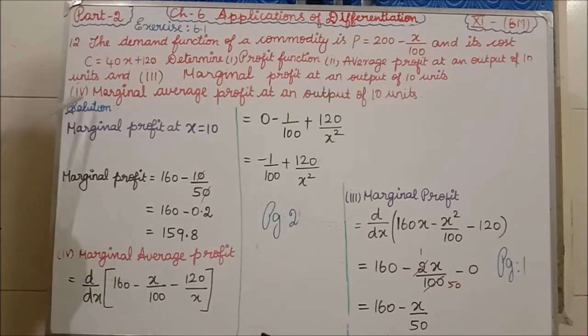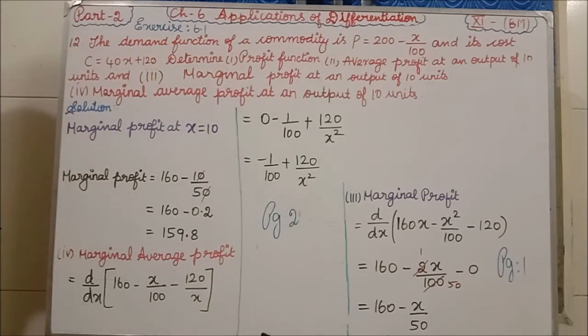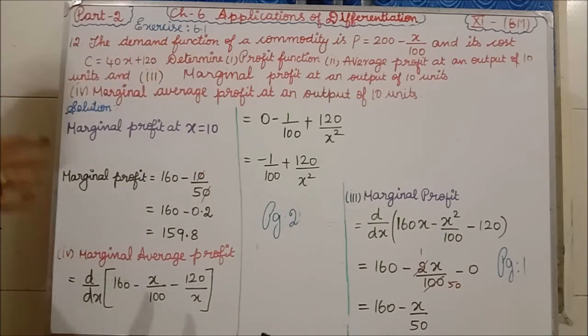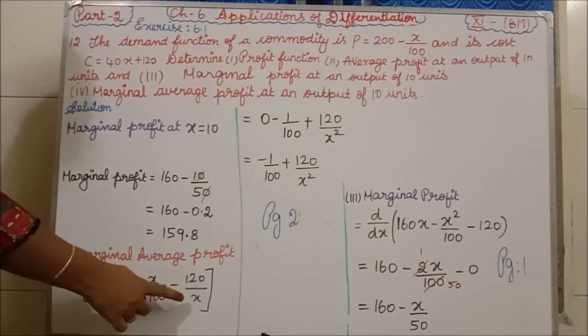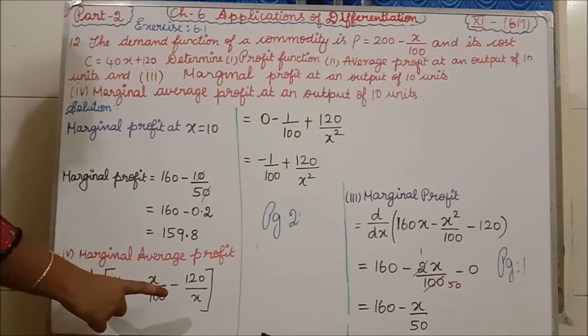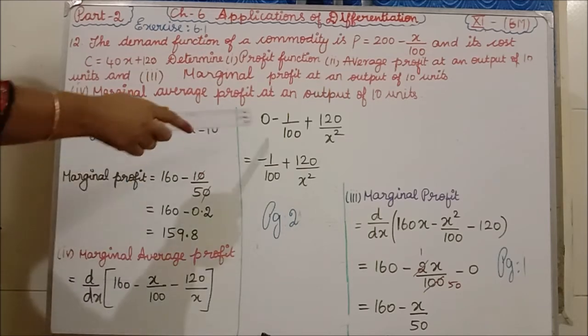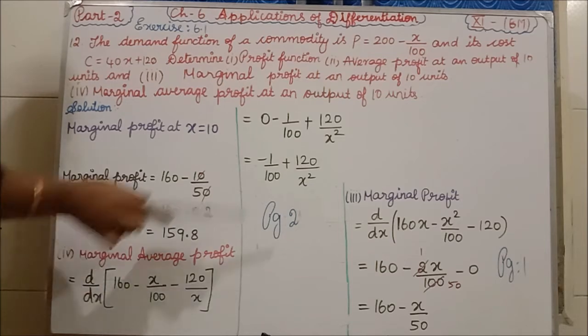See the fourth subdivision: marginal average profit at an output of 10 units. Marginal average means we have to differentiate the average profit. What answer have we got for average profit? 160 minus x by 100 minus 120 by x. That is the answer we have got for average profit, so we are going to differentiate that. 160 is a constant number, so if we differentiate 160, it becomes 0. Minus x differentiated gives minus 1 by 100.